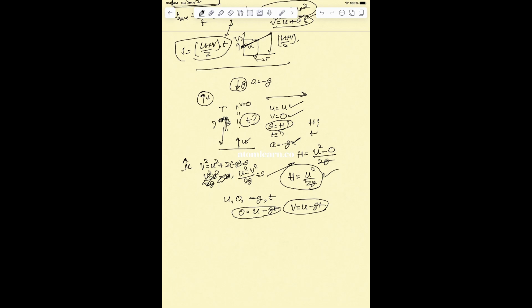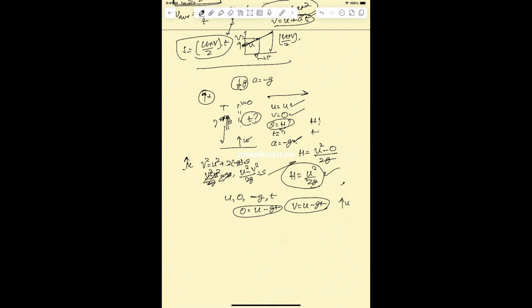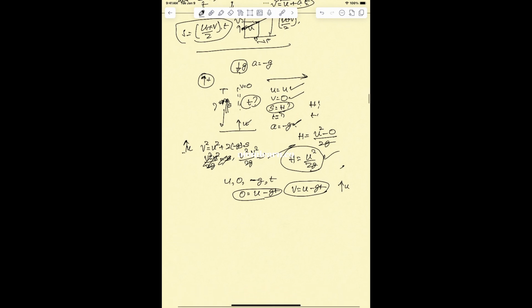Where u is positive, it is thrown up, and v of course is the velocity at any time t. For this case we are asked to find the time t, which equals (u minus v) by g, which is nothing but (u minus 0) by g. Or rather, the ready reckoner formula is that the time taken to reach the topmost point is u by g.